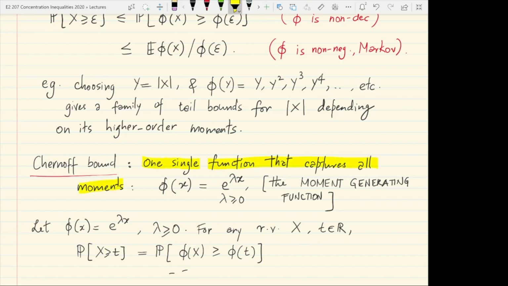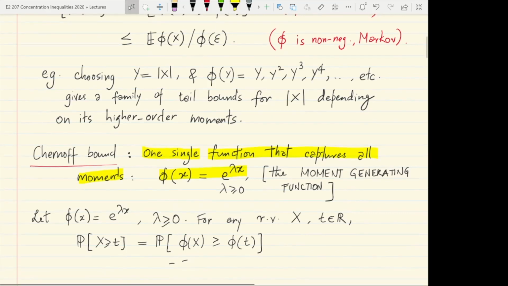You may have seen this concept of a moment generating function, which is this function phi of x equal to e raised to lambda x, let us say for any lambda greater than or equal to 0. This function phi of x, when lambda is greater than or equal to 0, is a non-decreasing and non-negative function, and when you substitute a random variable for x and take the expectation, it becomes what is called the moment generating function.